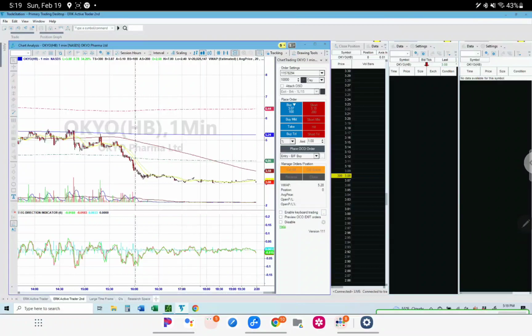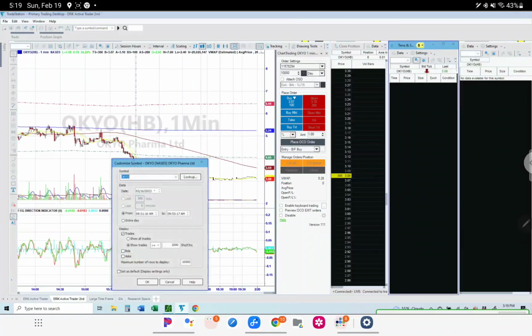I like the plus of having the different colors of the time and sales over here. So time and sales, for instance, we're going to go to 16th, 951 trades.